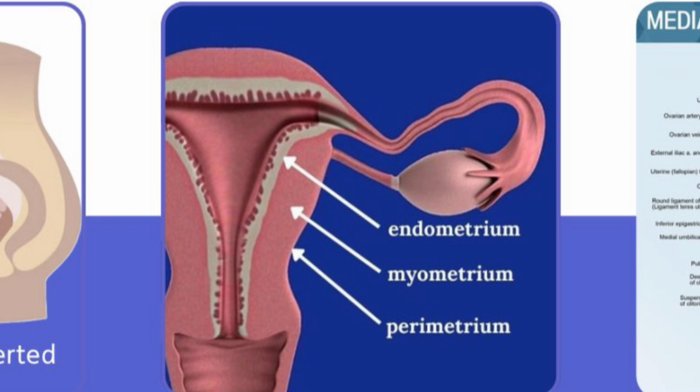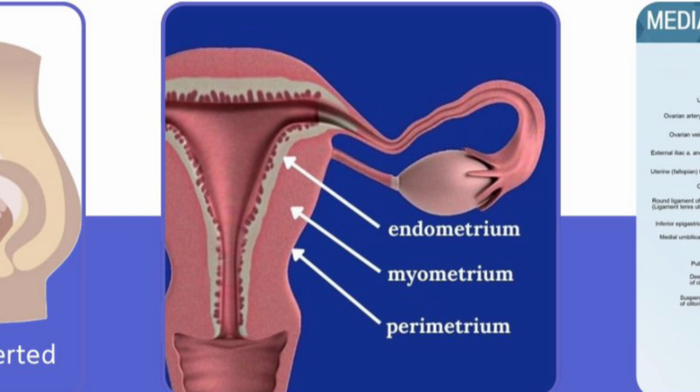The next one is myometrium. This is a thick middle layer composed of interlacing smooth muscle fibers arranged in longitudinal, circular, and oblique patterns. This muscular layer enables the powerful contractions necessary during menstruation and childbirth.